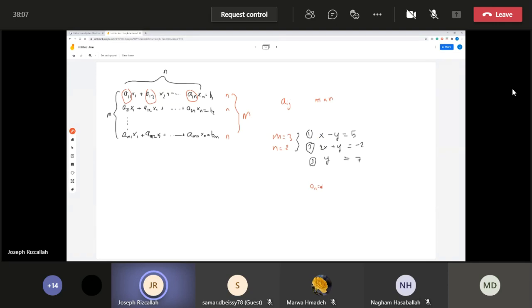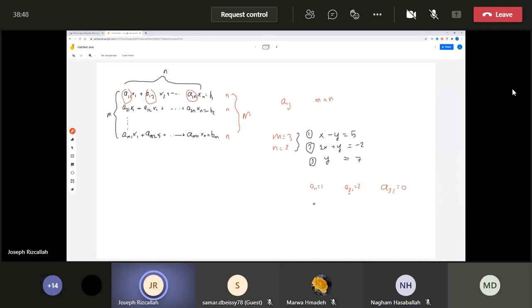What about A21? 2. Yeah, A21 is 2, because this is the coefficient of x in the second equation. This label is asking you for the second equation, A21. So it's telling you the coefficient of the first unknown in the second equation. Or if you like, the coefficient in the second equation of the first unknown. And finally, let's say A31. What do you think it is? 0. Yeah, there is no x. Absolutely right, it's 0.